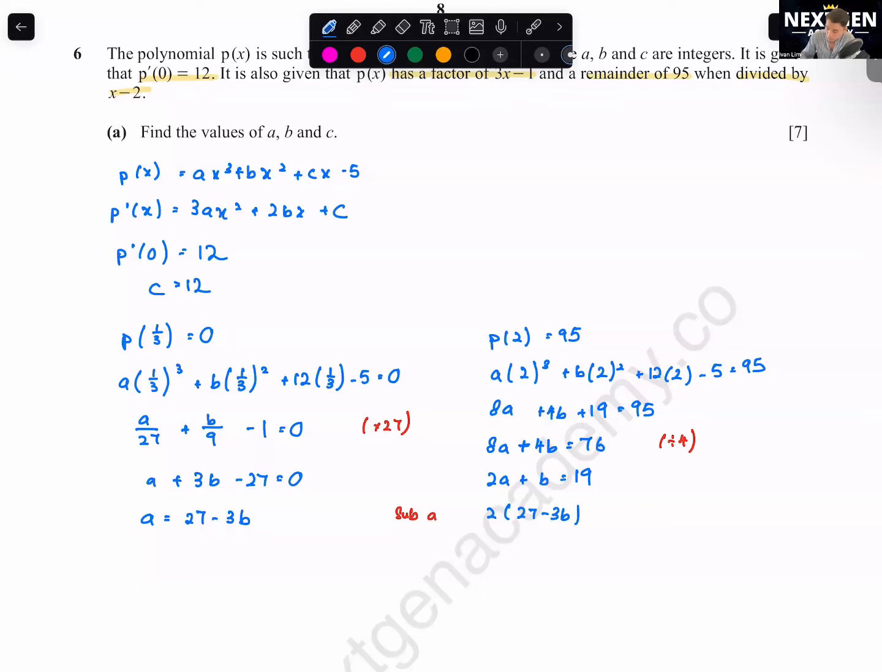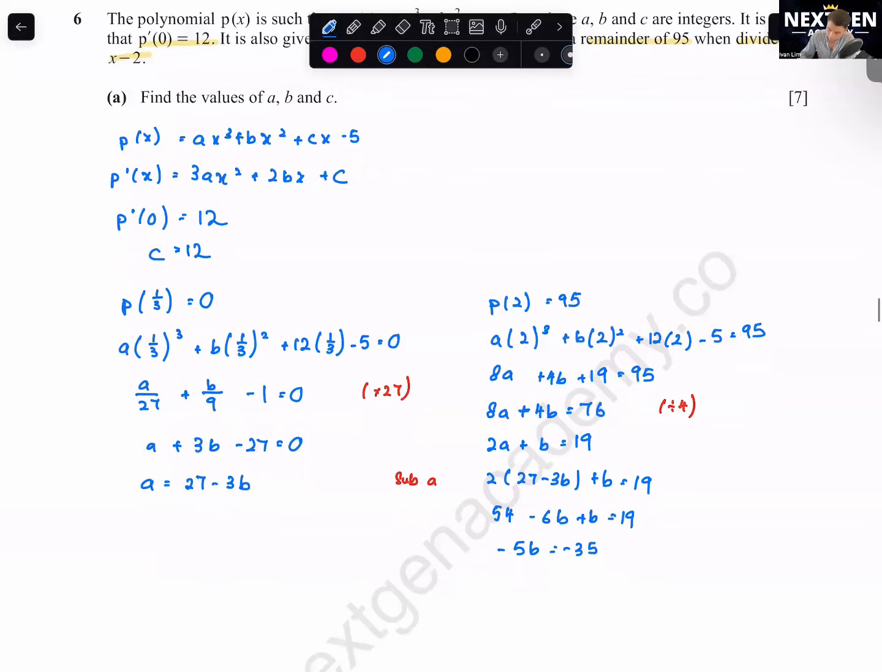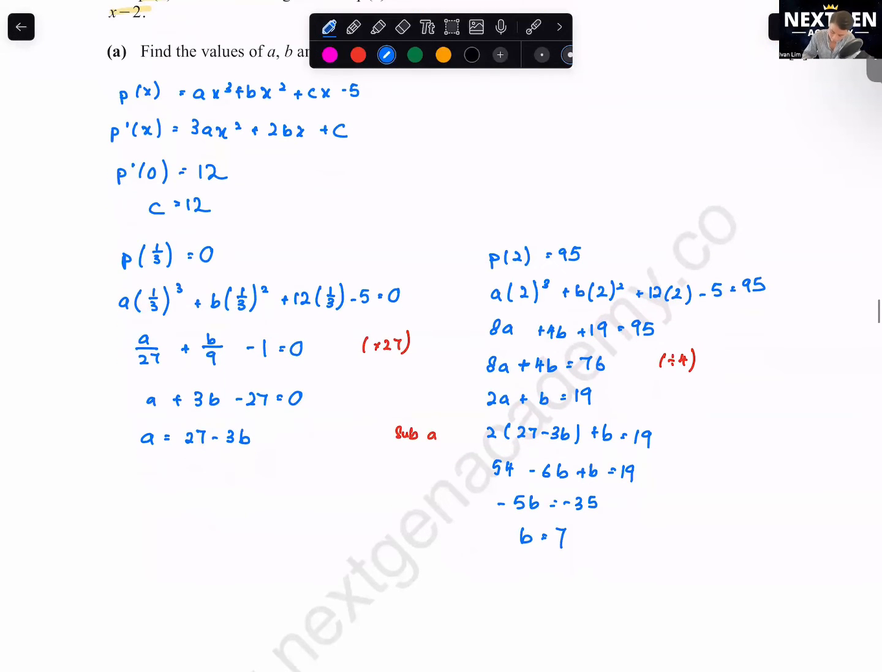27 minus 3b plus b equals 19. 54 minus 6b plus b equals 19, so minus 5b equals minus 35. b equals 7. After I find b, I substitute back into a. 27 minus 3 times 7. a equals 6. Okay, nice. 7 marks here.